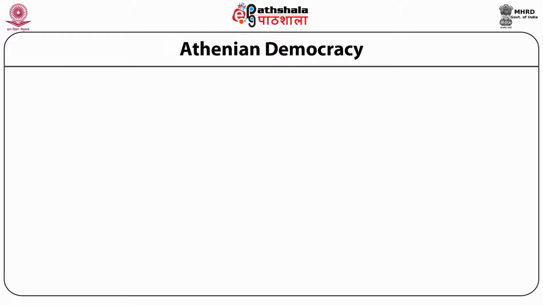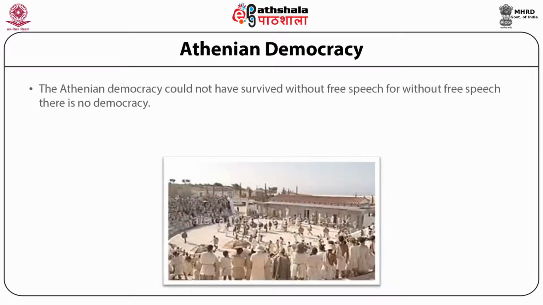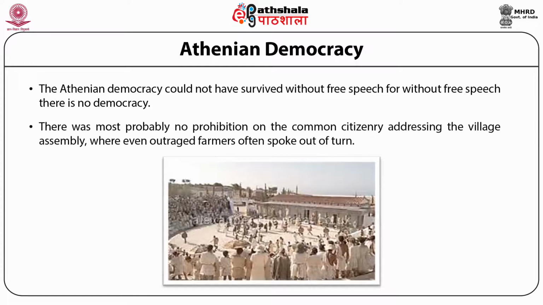Now let's come to Athenian democracy. The Athenian democracy could not have survived without free speech, for without free speech, there is no democracy. There was absolutely no prohibition in Athenian democracy. Common citizenry, addressing the village assembly, were able to speak their mind freely. Even outraged farmers would often speak out of turn and interrupt people.